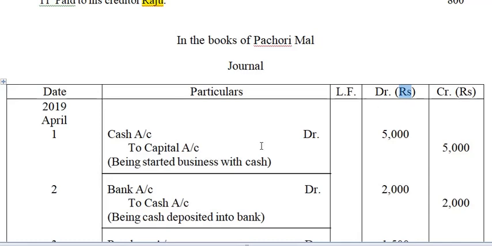So the first column is date, the second one is particulars, the third one is LF. LF stands for ledger folio. We will understand what a ledger is afterwards. And folio means the number. Whatever transactions you record in the journal, it will have a ledger number, so that in the ledger you can track that particular transaction, in which ledger number it is recorded.